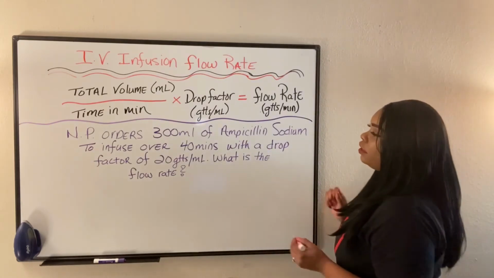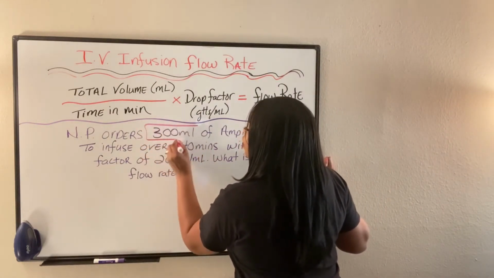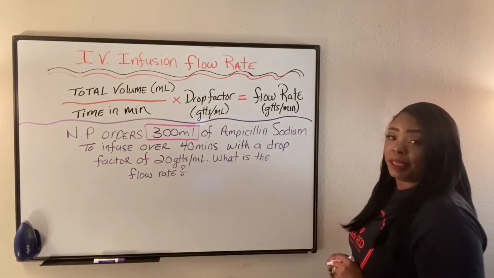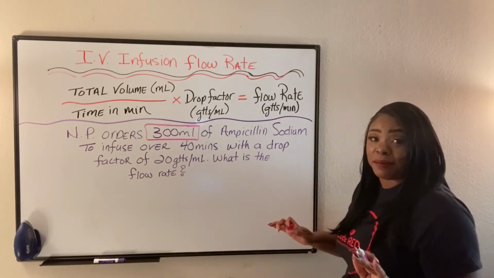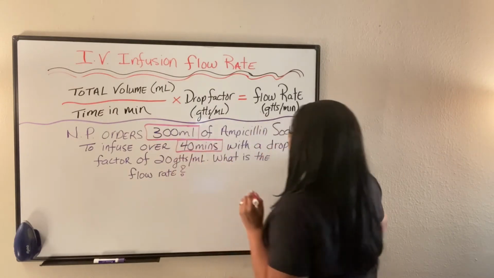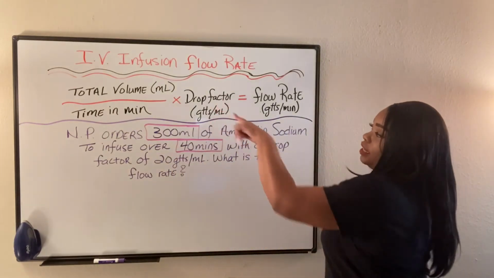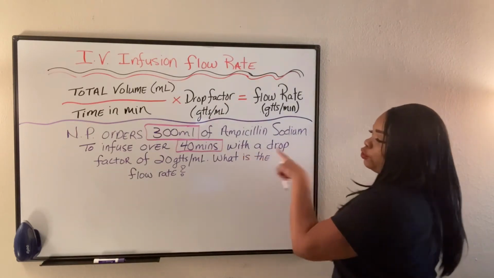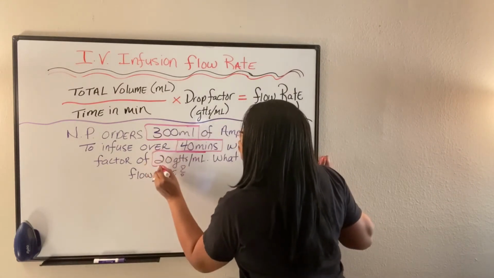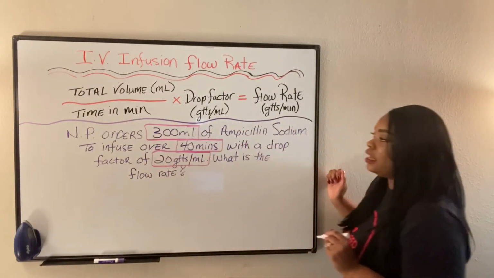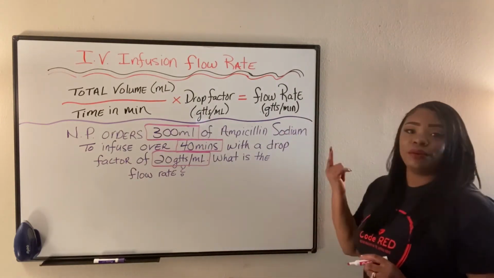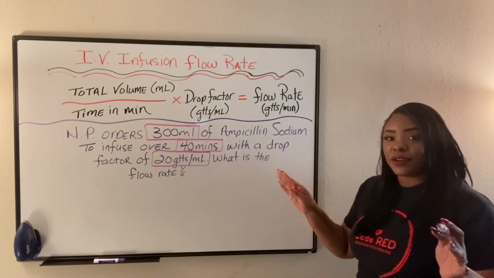Total volume. Yep, we have that. 300 milliliters of ampicillin sodium. Time in minutes. Now this question gave us the time in minutes. Thank goodness. Over 40 minutes. And then we also need the drop factor, with a drop factor of 20 drops per milliliter. So we have all of the information we need in order to plug it into this formula and get the correct answer, which is the flow rate for this question. So let's go ahead and do that.